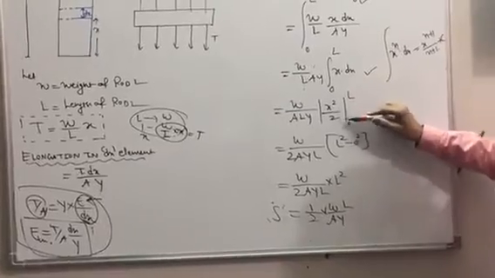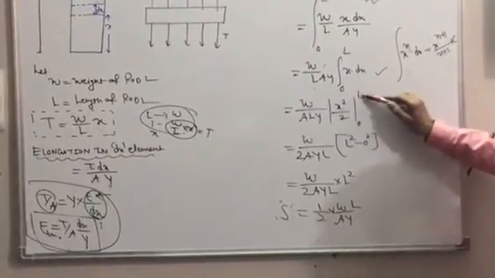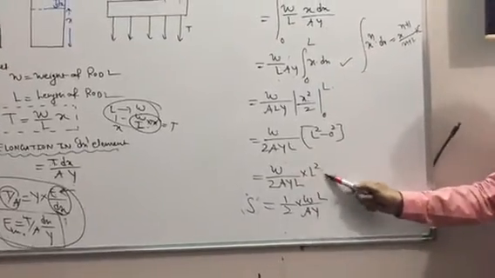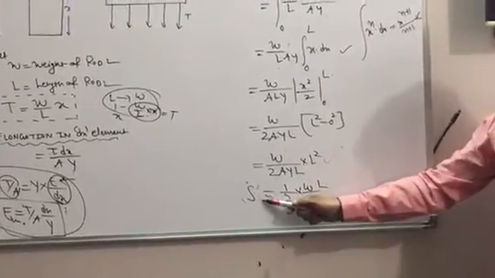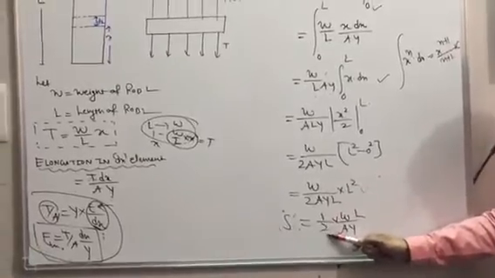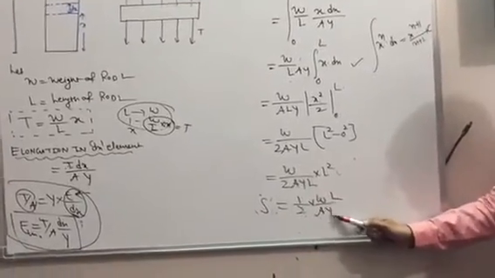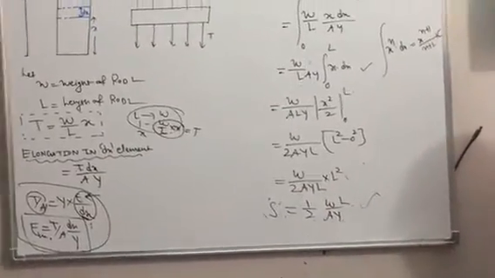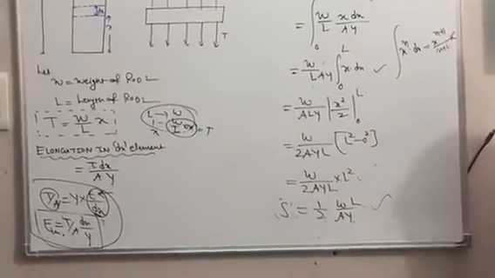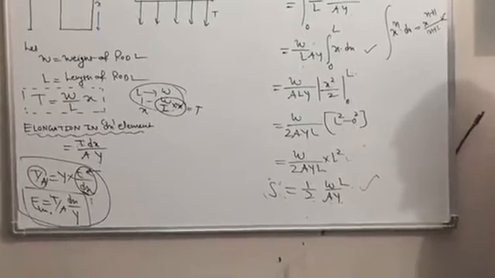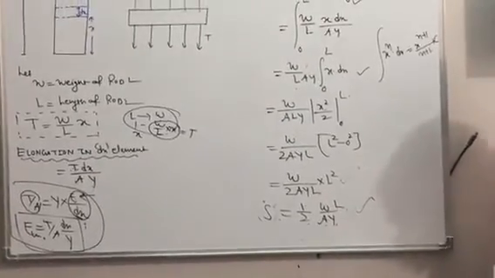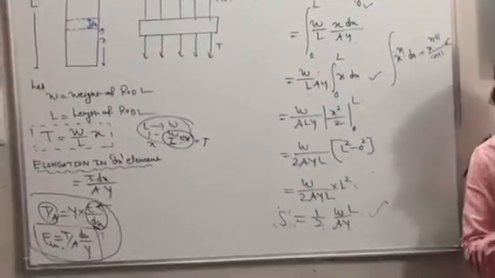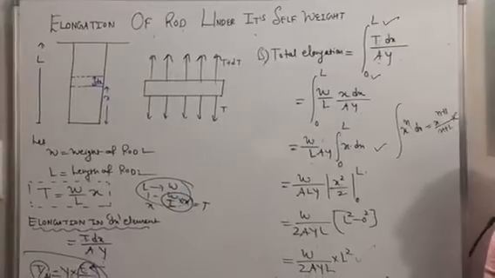So it is x square upon 2, upper limit minus lower limit. W upon 2AYL into L square. So the total elongation is half into W upon AY into L. So students, this is the formula for the total elongation in the length L of the wire by virtue of its own weight. I think the word elongation should be clear to you. Is it clear?